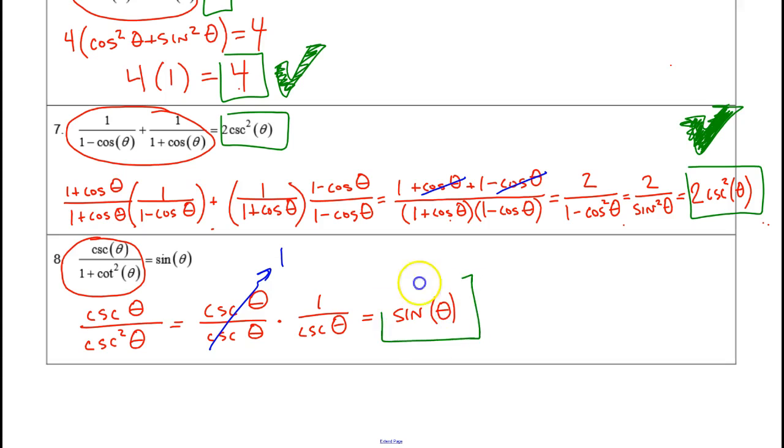That's it, folks. That one was pretty straightforward. I showed you that that identity is now verified. Sine theta equals sine theta. All right, folks, that's it for section 10.3. Good luck. And again, these problems won't show up in WebAssign, but they will on your test and quiz.